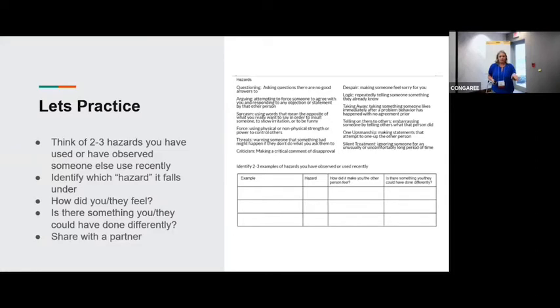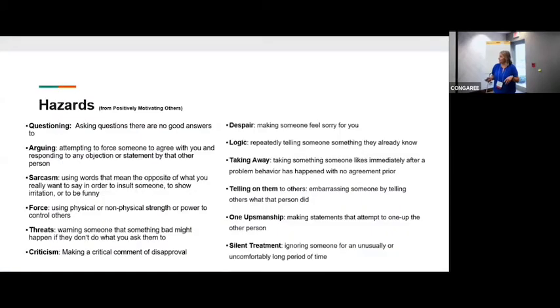So let's just practice real quick. Just think of 2 to 3 hazards that either you have used or that you've seen someone use recently, and try to identify which hazard it was. I think this is on the handout that we sent out, but if you want to expand on it, you can think about how did you or that person feel? And what is something that you could have done differently? So I'll pull them all up here just so you guys can look at them. And just maybe think of a couple and then we'll share a couple examples.